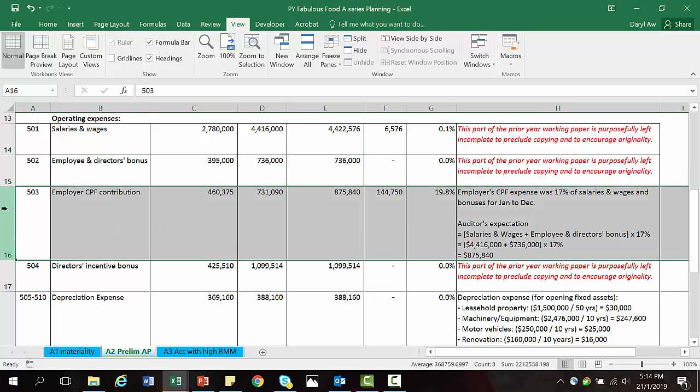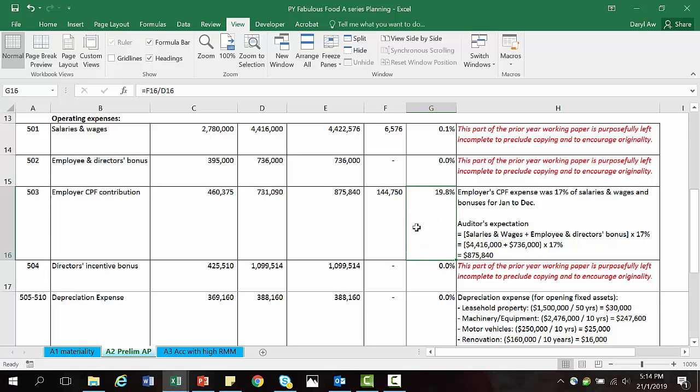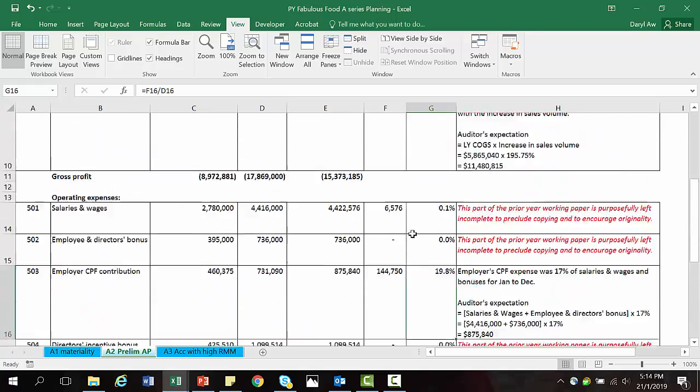So we're looking at employer CPF. I will have gone to check the CPF website to see what would be the CPF rate that I'm supposed to use, and I'll apply the relevant rate accordingly. So in this case, based on my auditor's expectation, I realized that the increase is very huge, at 19.8%. Since the increase is very big, I will identify this as an account with a higher risk of material misstatement. Okay, so I'll do the same analytical procedures for all the accounts all the way to the bottom.